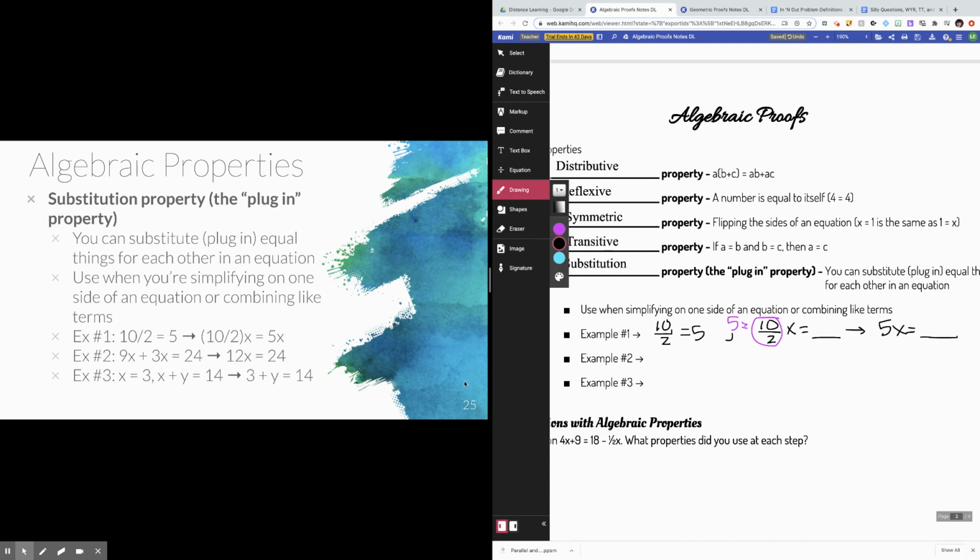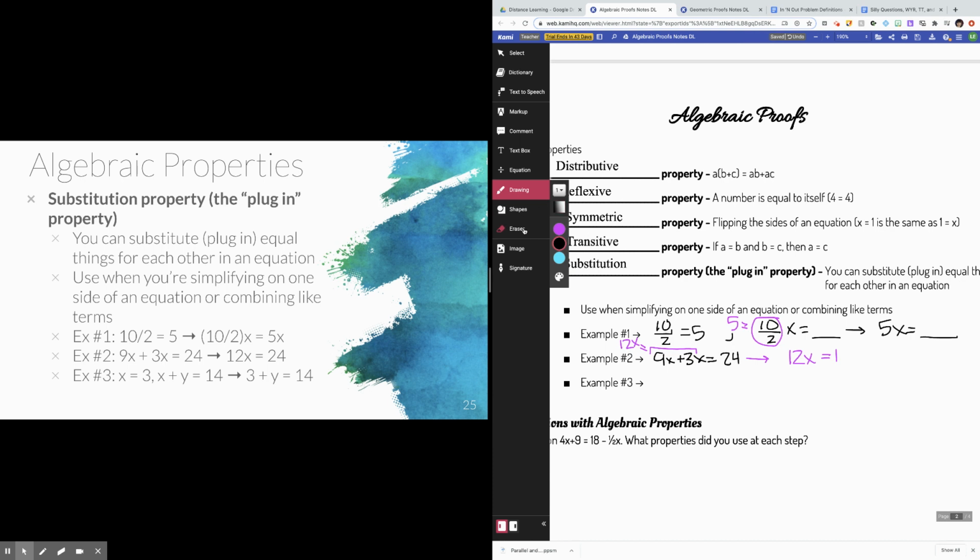Similar idea when you're simplifying something. In that second example, I have this equation, 9x plus 3x equals 24. Well, I know that 9 plus 3 is equal to 12, so that's equal to 12x. I combine my like terms, 12x equals, oh, well, I wrote that incorrectly. One second. Sorry, this should be 24. Sorry about that.